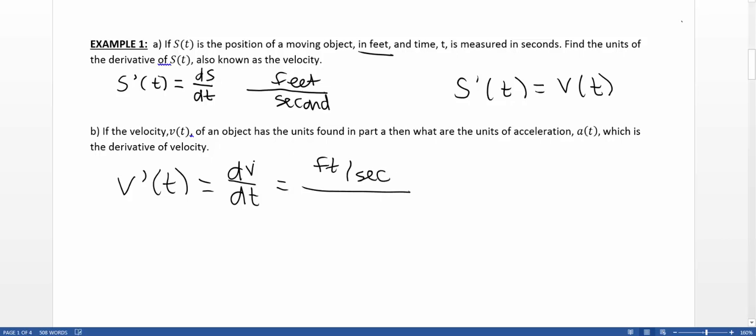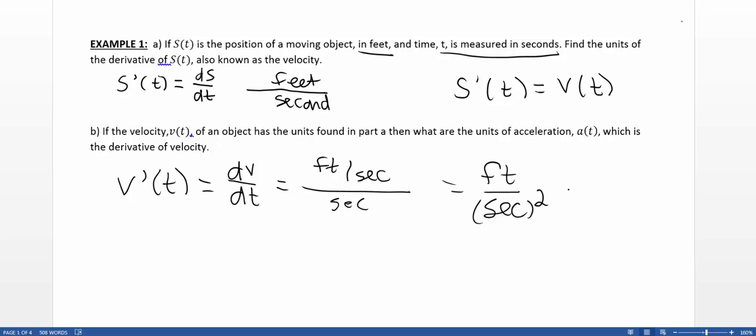So that's just the units of v. Our independent units are going to continue to be time. And since we're going predicated on part A, the independent units have not changed. They're still going to be in seconds. So we get feet per second divided by seconds, which is feet per second squared. So the units of acceleration, or the derivative of velocity, are going to be in feet per second squared.